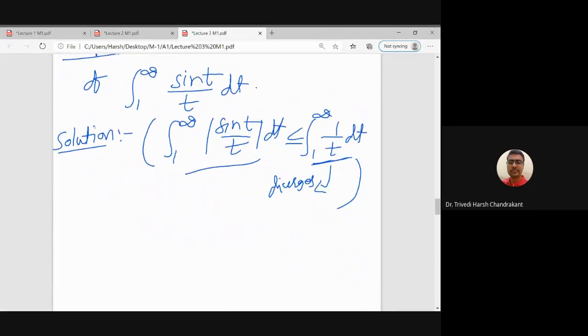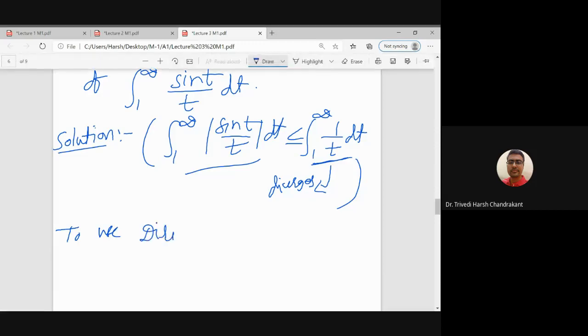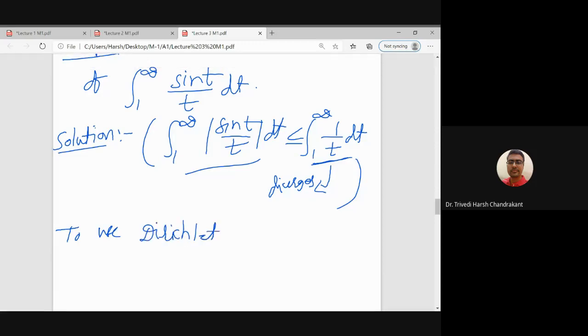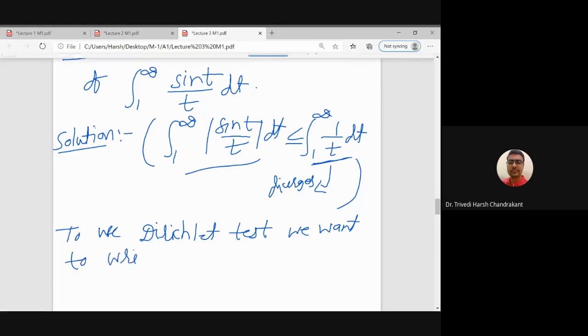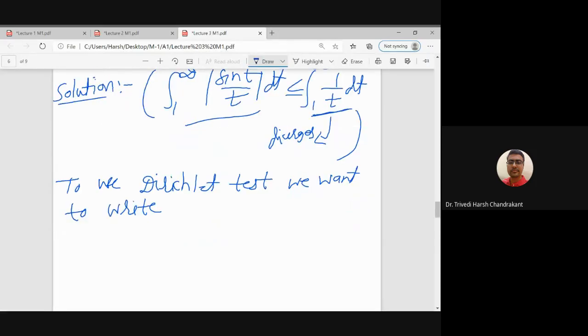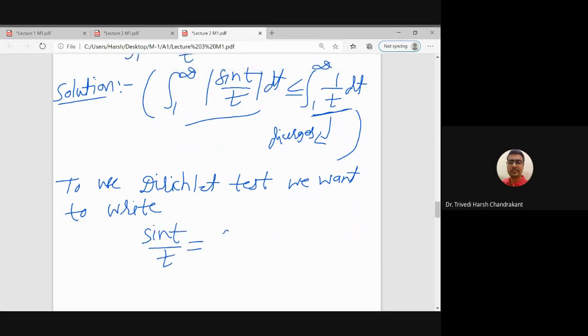So let us see whether we can apply the Dirichlet test. To apply the Dirichlet test, we want to write this given function, which is sin t by t, which we want to express as f(t) into g(t).